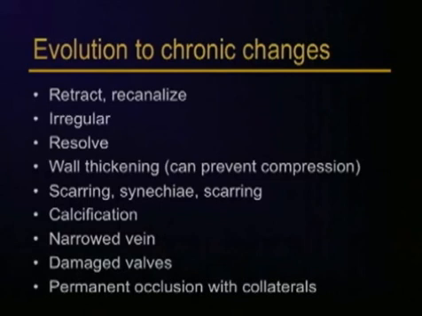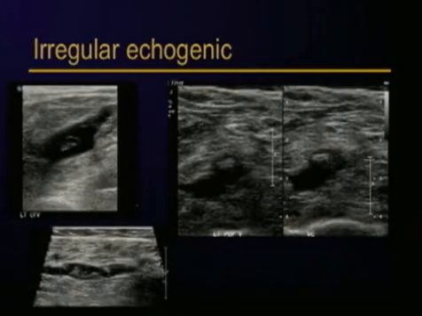The thrombus may calcify and again cause wall thickening. Wall thickening may result in a narrowed vein. Thrombus in the region of valves can damage the valves and also present with synechia. Or the vein may become permanently occluded with collateral vessels in this area. I have some images to show this.